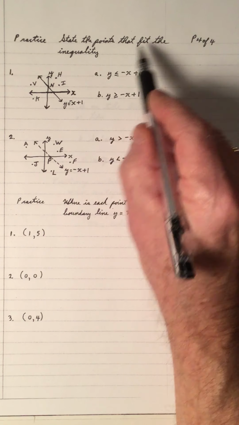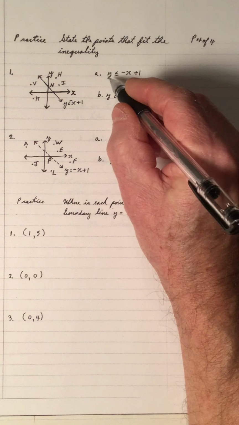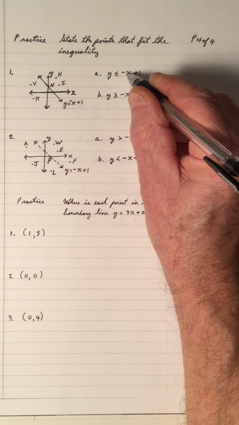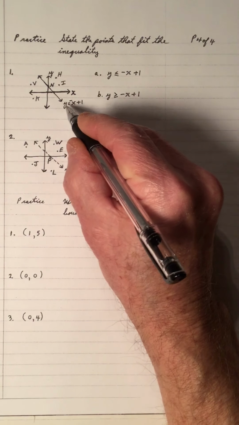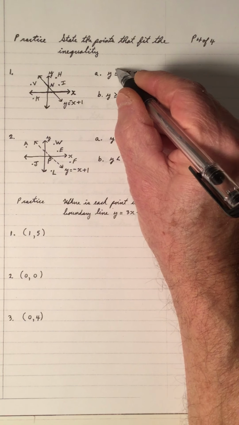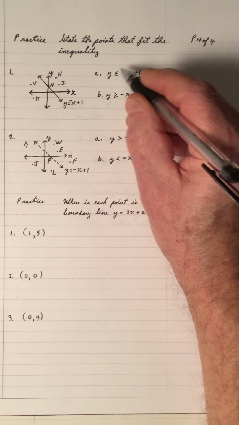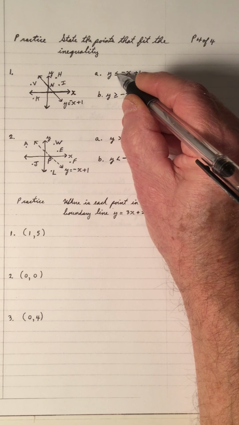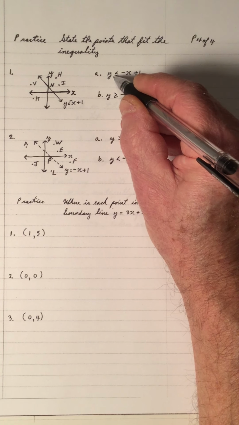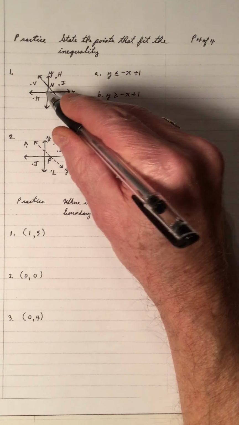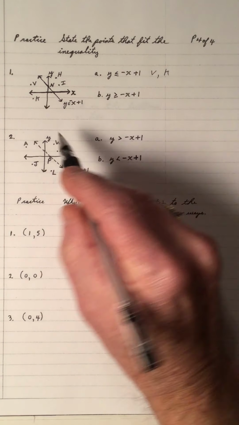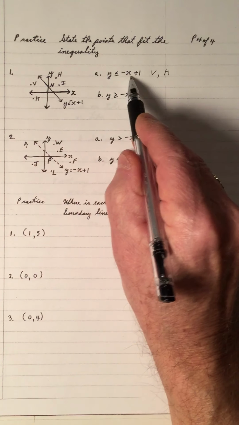State the points that fit the inequality. So this is the inequality: y is less than or equal to negative x plus 1. Y equals negative x plus 1 is the boundary line. So there's your boundary line with this inequality in there. So these are the points. Y is less than. Less than means below. So what points are below this line? V and K are the points that make this true.